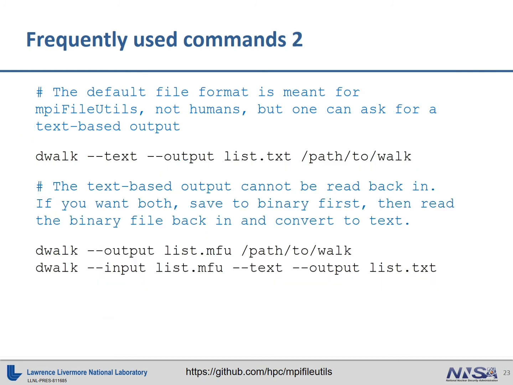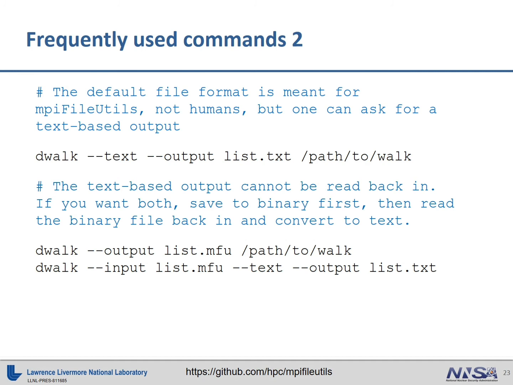The file format that mpiFileUtils writes out to is really just meant for mpiFileUtils. It's not meant for human consumption. It's a binary format. It's possible to write a list in text format that's easier to read as a human. You can throw the --text option on there to do that. However, that format's lossy. You can't read the text format back in to mpiFileUtils because it doesn't contain all of the information that should be there.